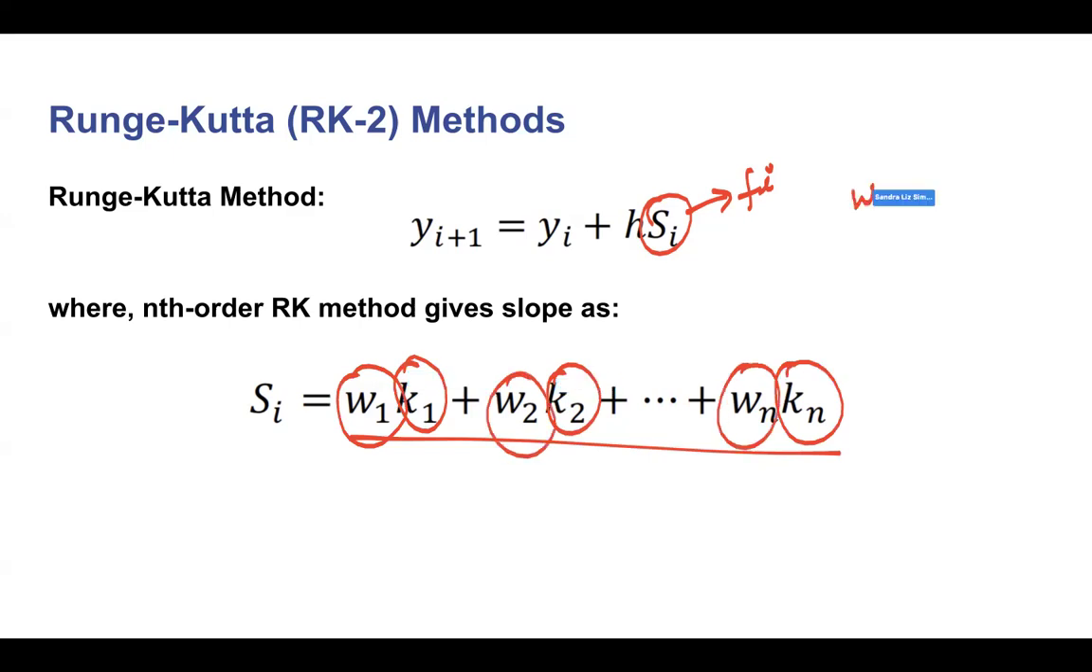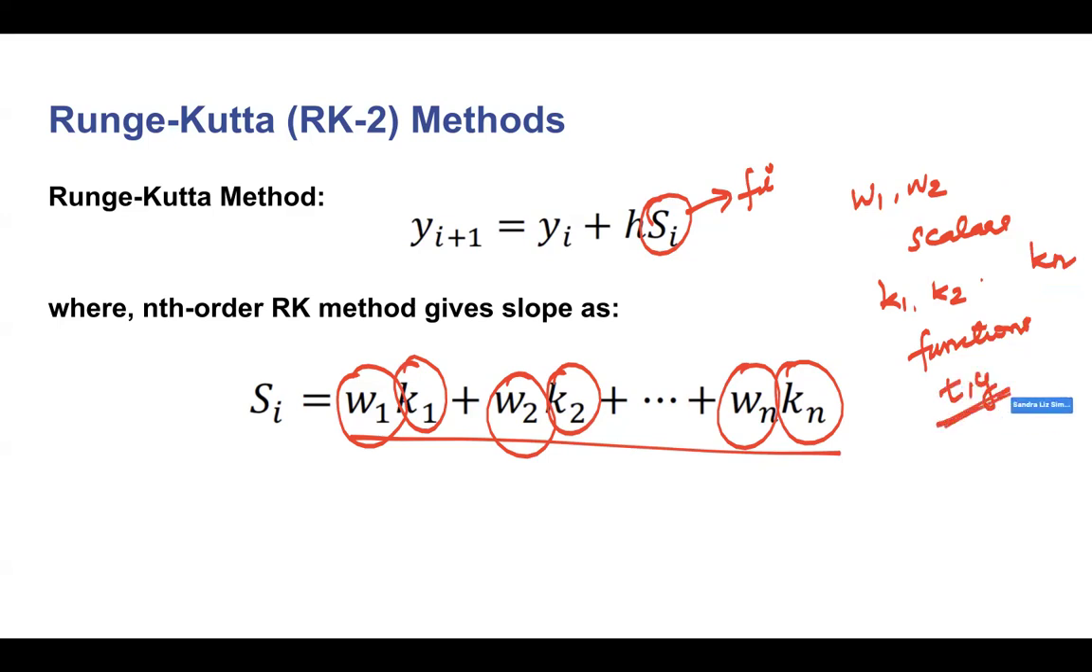Okay, so w1, w2, etc. are scalars, and k1, k2 up to kn are functions, for example, in our previous case, a function of t and y. And depending on how many functions you have, that is where this number comes from. So if you are using the RK2 method, you will have f1 and f2. If you have RK4, you have f1, f2, f3, and f4. Is this clear? So that's where the RK2, RK3, RK4 terminology comes from.